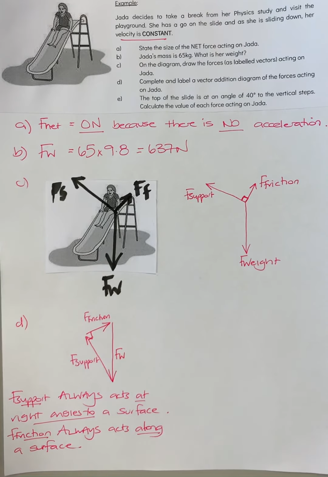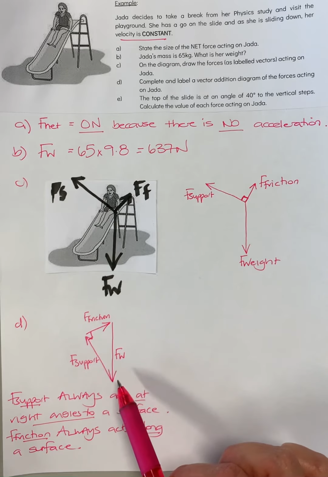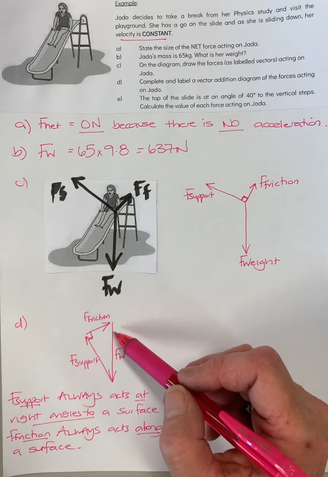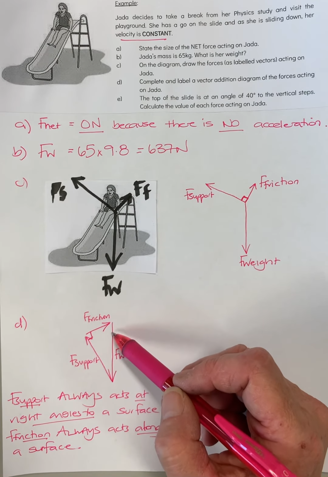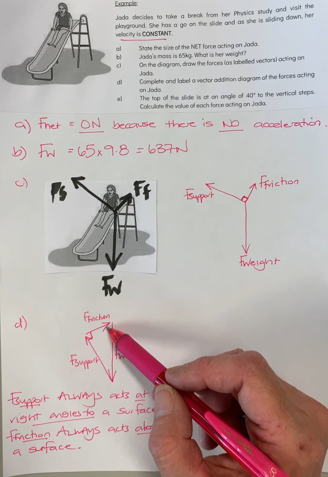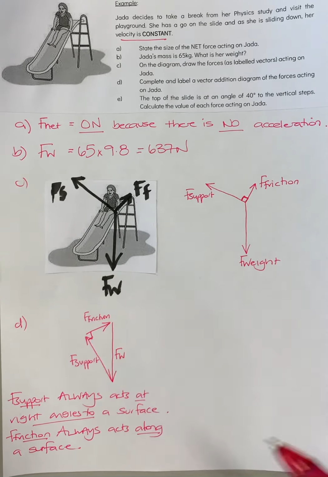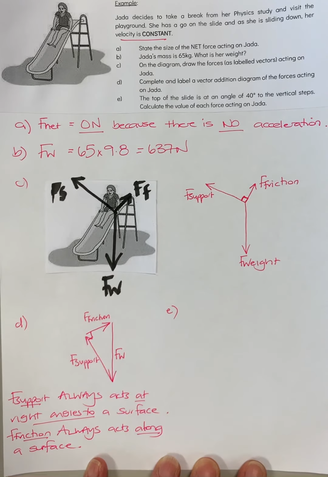So that's your answer to part D, and you'll see that it's an enclosed triangle. Okay, and it's slightly different, our arrow doesn't go up. Okay, it's the support force and the friction force which are opposing the weight force, which is why there is no net force there. And part E, the top of the slide is at an angle of 40 degrees to the vertical steps. Calculate the value of each force acting on Jada.